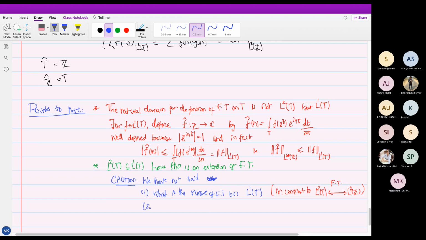Two, we have not said if f can be recovered from f hat.